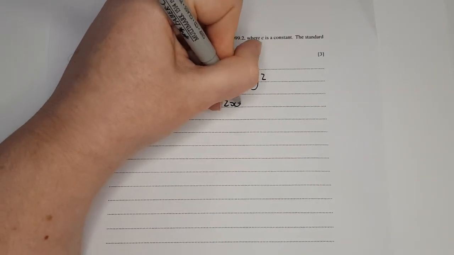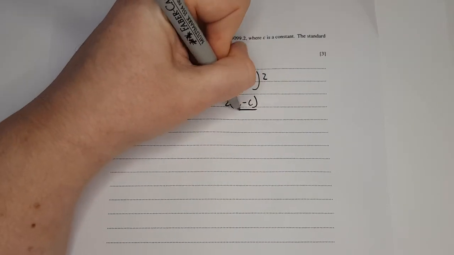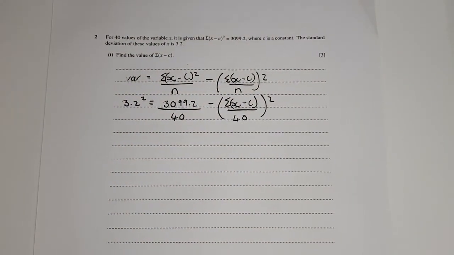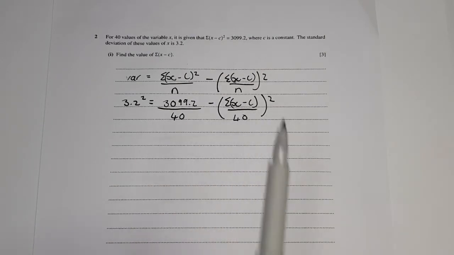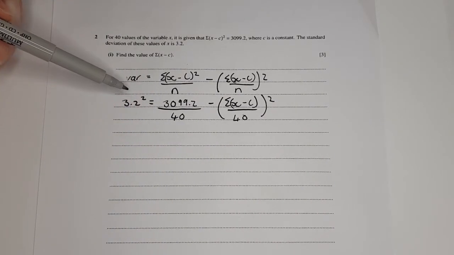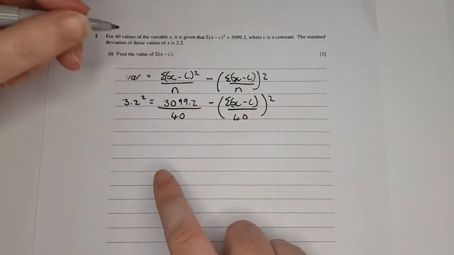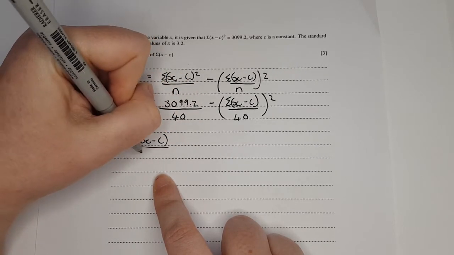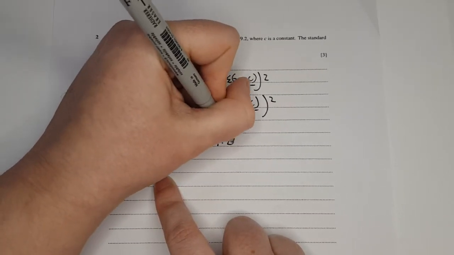Minus the sum of x minus c, which I don't have because that's what I need to work out, over n, which is going to be 40, all squared. So now in this equation, I only have that sum of x minus c that's missing. So now I can solve for it, because I can take this over to that side, or I can simply just switch those around. Okay, and I can end up with my sum of x minus c over 40 squared is going to equal 67.24.